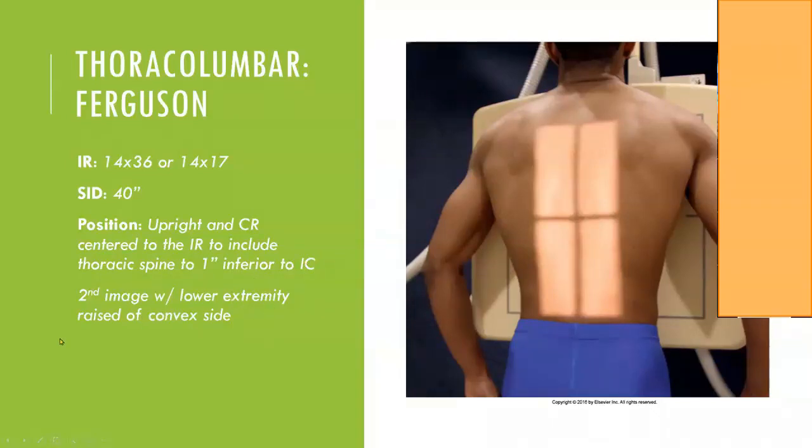Second image with lower extremity raised on the convex side. So they're just raising the arms away from the body to allow you to see that region so that the elbows aren't in the same area.